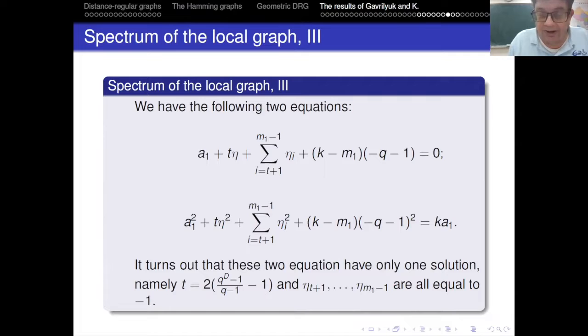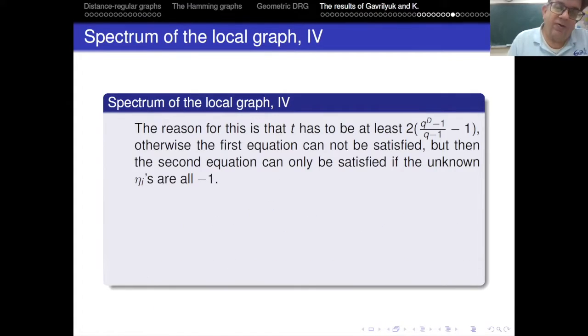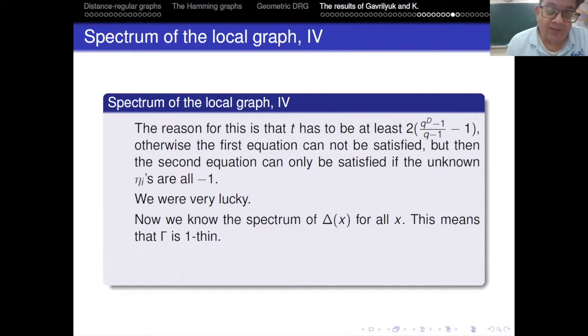Maybe I can talk a little bit tomorrow about it, but I'm not sure I can talk too much about it. So the reason that the t has to be at least this number is that otherwise you get that the equation, the sum is less than 0. And then the second equation can only be satisfied if the unknowns are all -1, as I said before. So we really know the spectrum of delta x for all x. For example, this means that gamma is 1/5. Yes, that the root, because they are all the roots of that Terwilliger polynomial.